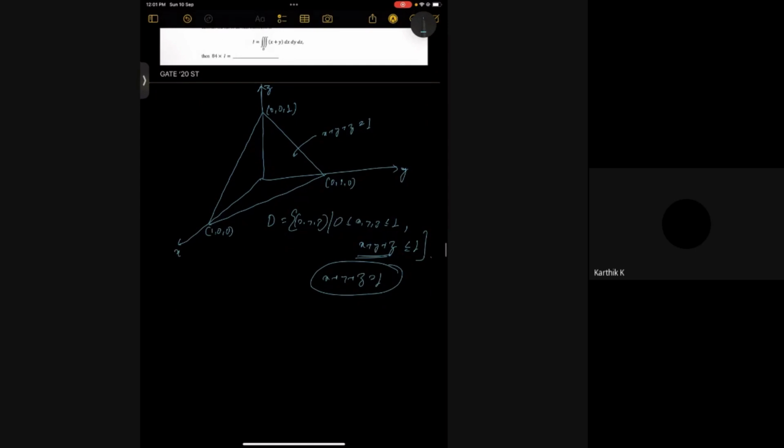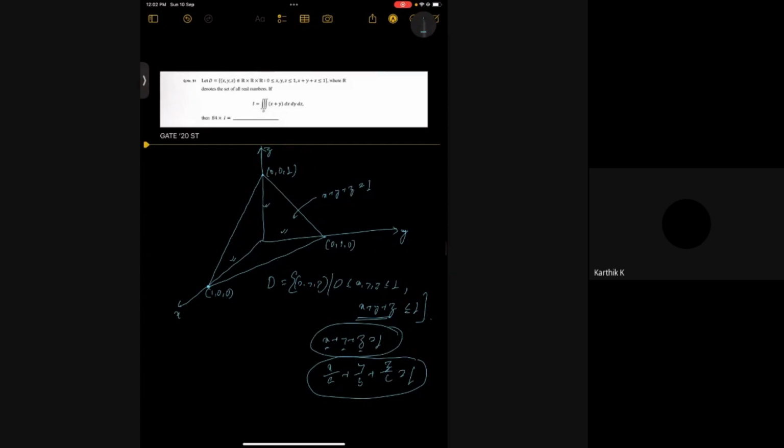So if you remember, x plus y plus z equal to 1 is an equation of a plane which cuts off intercepts 1 on the x, y, and z axis. Compare it to x by a plus y by b plus z by c equal to 1. So a, b, c are all 1. So it's a plane with intercepts 1 unit on the x, y, and z axis. So these points have coordinates like 1, 0, 0, 0, 1, 0, and 0, 0, 1 that I have written here.